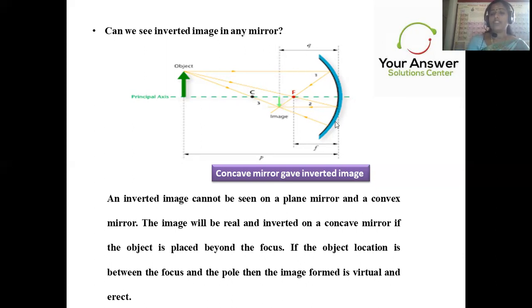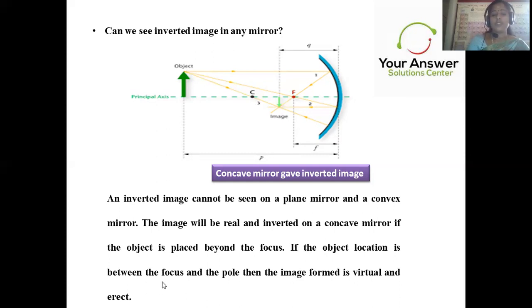A concave mirror is one which has curvature inside. In that case, an inverted image is possible. That is mainly because the object is placed beyond the focus. So if you have the center point here and you place the object behind the center point, then only is it possible to get the inverted image.